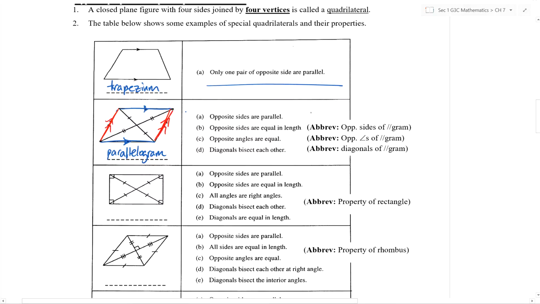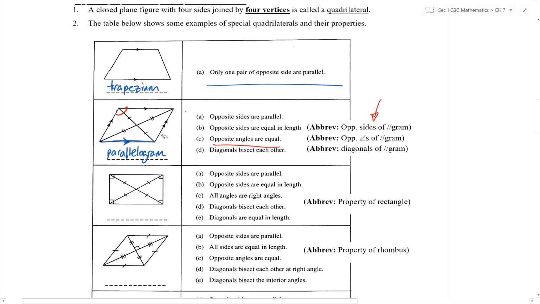Opposite sides are also equal in length. So when you want to use this property, you call it opposite sides of parallelogram as the abbreviation. Opposite angles are also equal. So this angle and these two, they are the same. Similarly, for these two and these two, because they're opposite each other, they are the same.